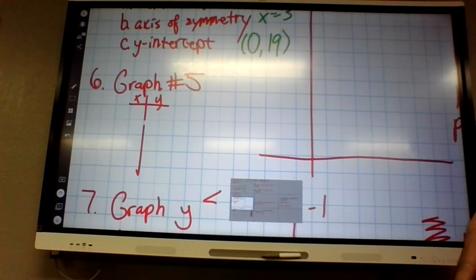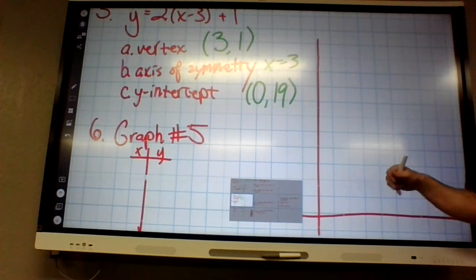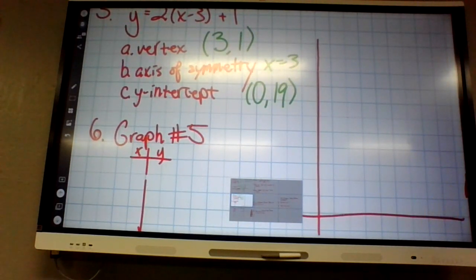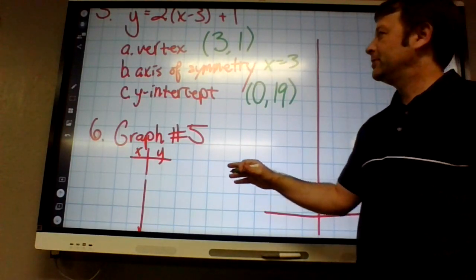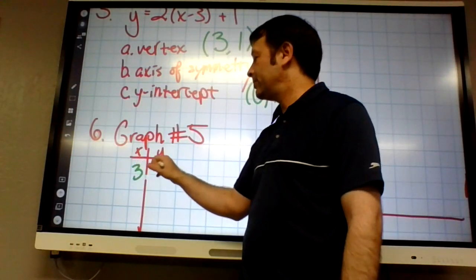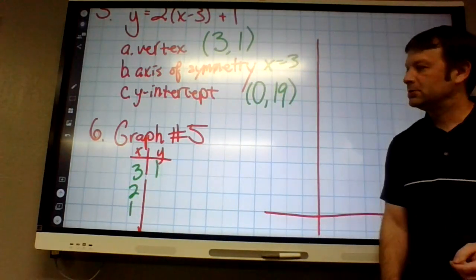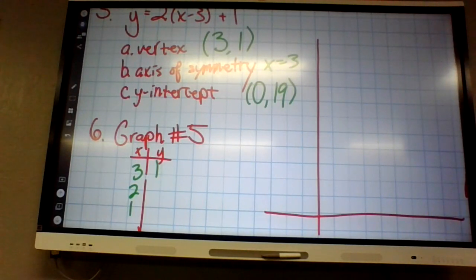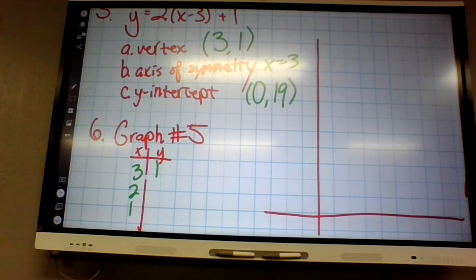All right, number 6 is to graph number 5. You don't have to do the y-intercept, but how do we normally do it? We start with the vertex, right? Then what else do we do? Plug in a couple of close x values. Do we not have to make our own little graph? It's fine. We'll give you some graph paper.